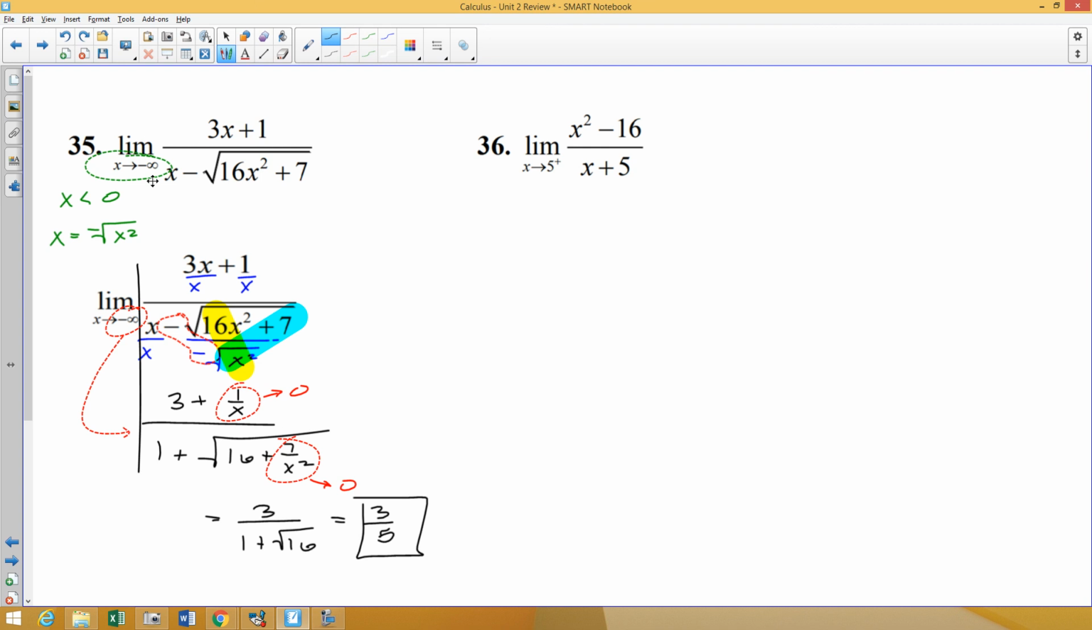So just remember that if x is going to negative infinity and you're using that square root trick, you have to use negative root x squared.